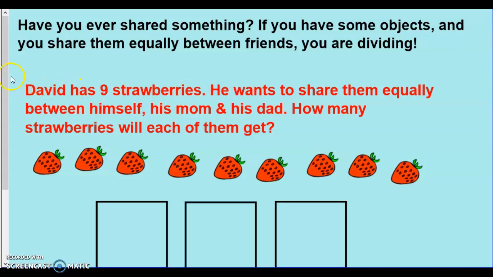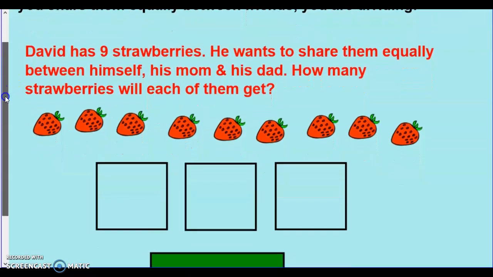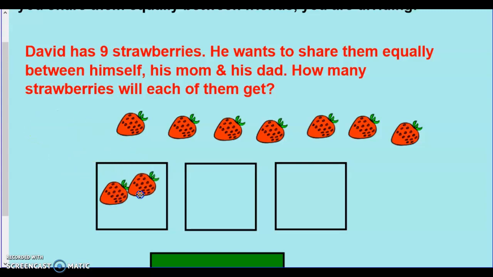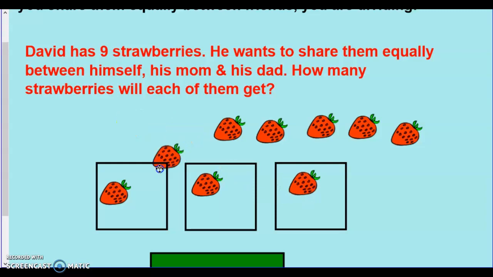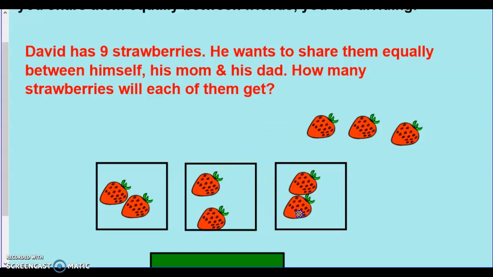Well, you can set it up and sort them out individually. You're going to take your strawberries and say, okay, that's David, that's mom, that's dad. So everybody gets one. Let's give everybody another one. And it looks like everybody can have one more.